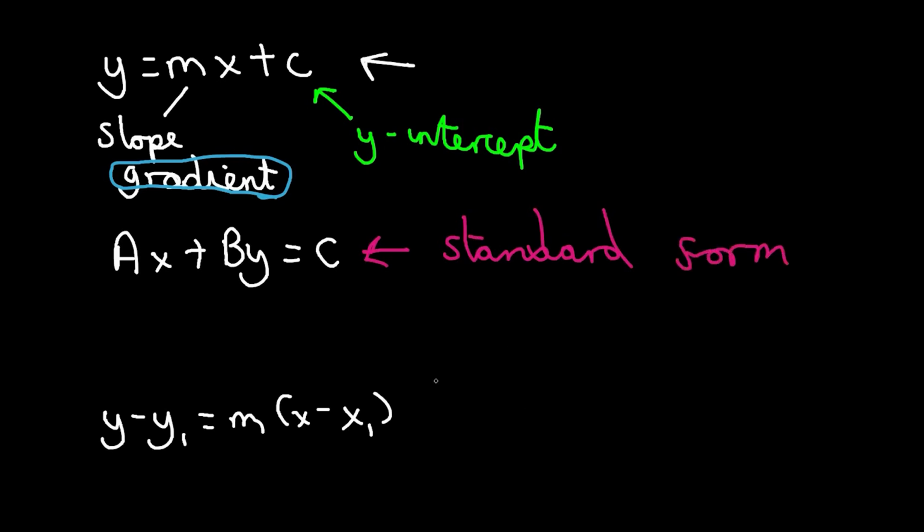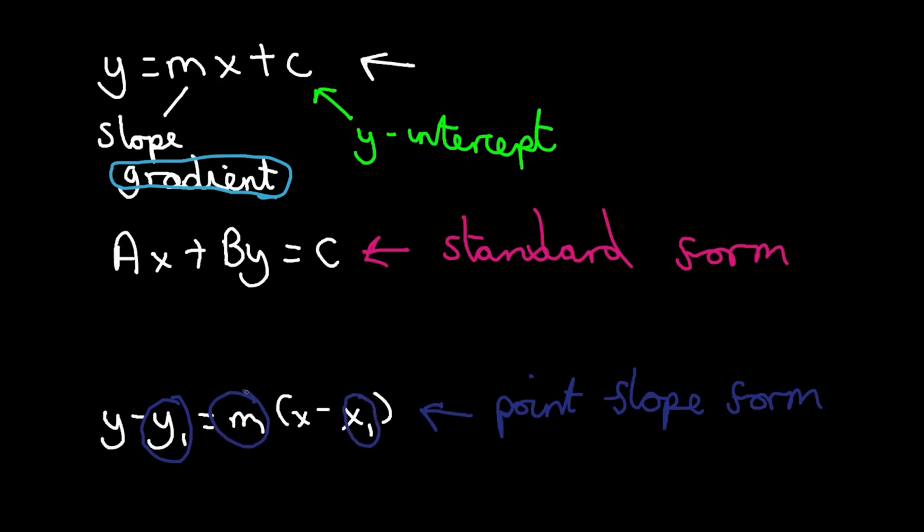And this one is the point slope form. This is because we are given a point to use, and we have the slope, the gradient m, in this form. So, without further ado, let's have a look at what gradient means.